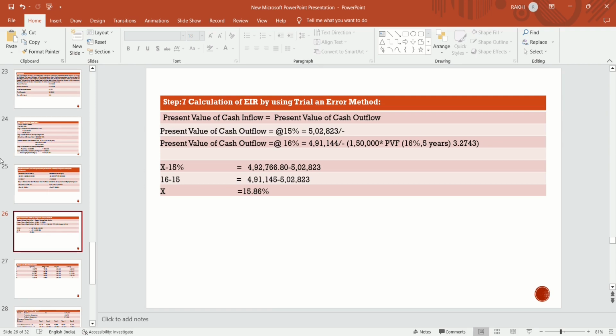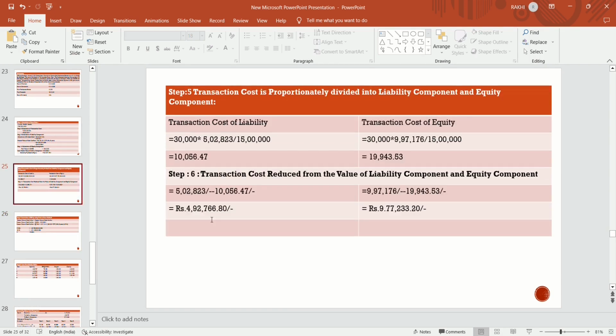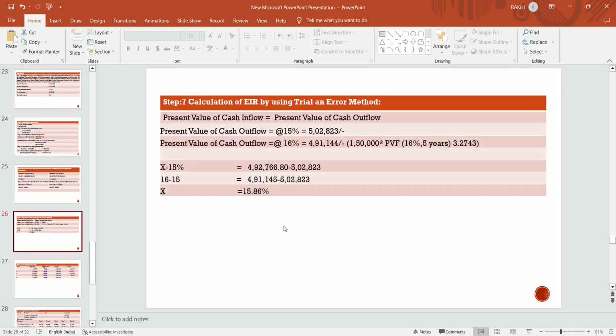Now step 7 is to determine the effective interest rate by using trial and error method, where present value of cash inflow is equal to outflow. Present value of cash outflow: what is the cash outflow of the entity, how much is the interest part, the liability is 5,02,823. If we use 15% as the discounting factor, then for 15% it becomes 5,02,823. For 16% it becomes 4,91,144. So you have to find the rate of interest for the present value of 492, by using the trial and error method.